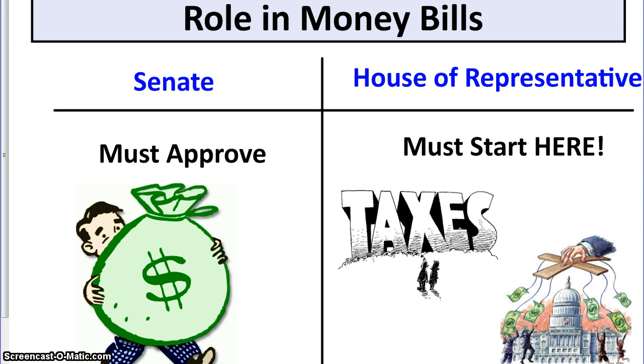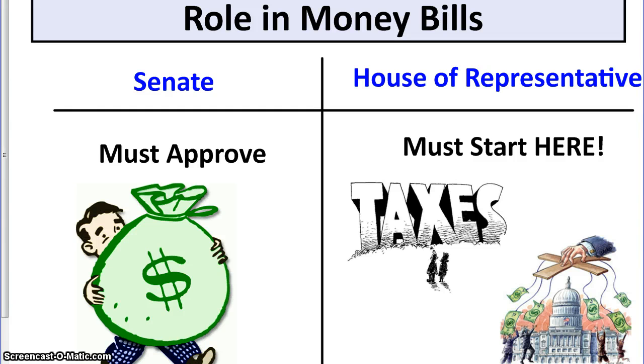Even if a senator has a really good idea for a tax, they can't introduce that idea in the Senate. They have to convince somebody in the House to introduce it in the House. So it's real funny when we see these bumper stickers that blame presidents for high taxes or thank them for low taxes, because the president can't do anything but suggest it. It's the House of Representatives that must start it, and it's the Senate that must approve it. So both have a role in money bills, but the House starts it and the Senate will approve it.